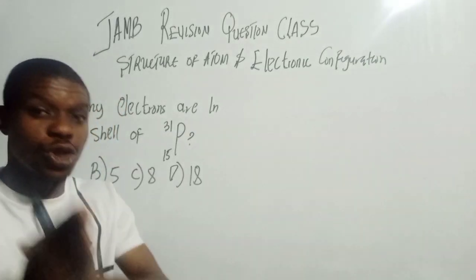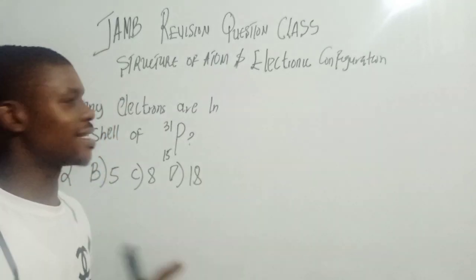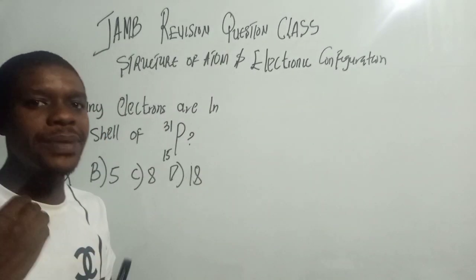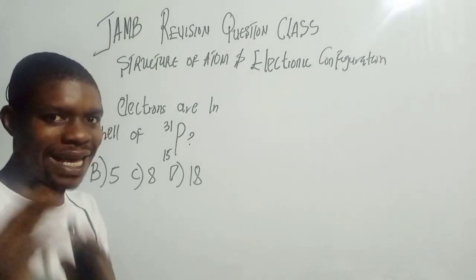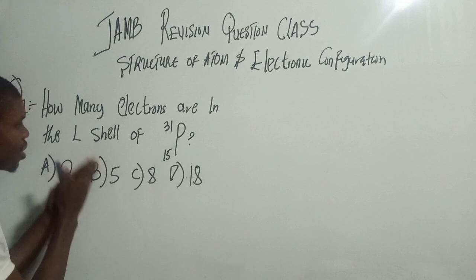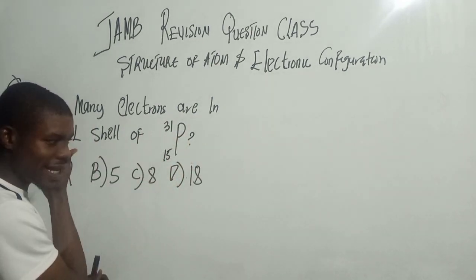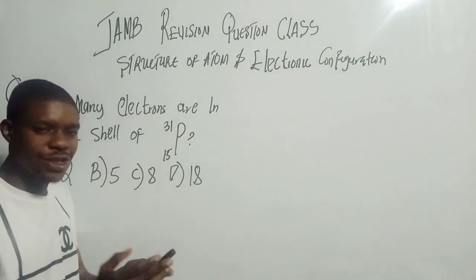This is the type of question you will likely see in your exam. As a matter of fact, this question has been repeated over and over again. So let me show you here. How many electrons are in the S shell of phosphorus 31 over 15? Now, this is the mass number.